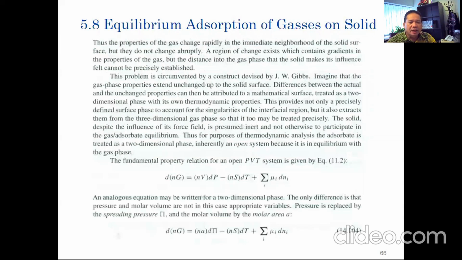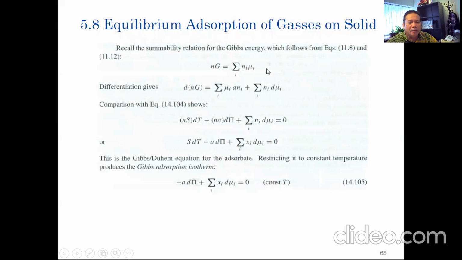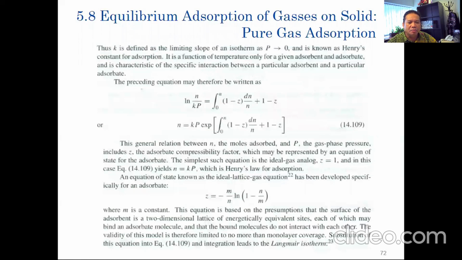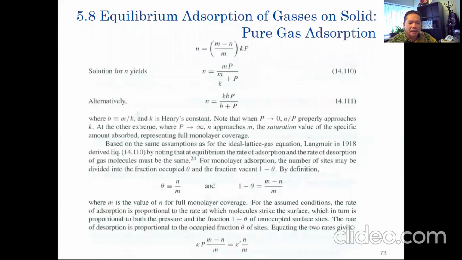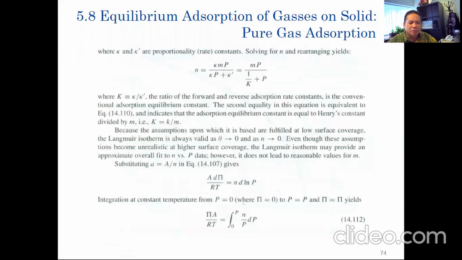We can model this by using what we have learned earlier, using the PVT functions and also the spreading pressure functions with a molar area. The degrees of freedom is n plus 1, because for a single species it's only 1, so it becomes 2. You can recall all these equations and look at them. And then we have adsorption of pure gas, so you can use all of these equations to solve it.